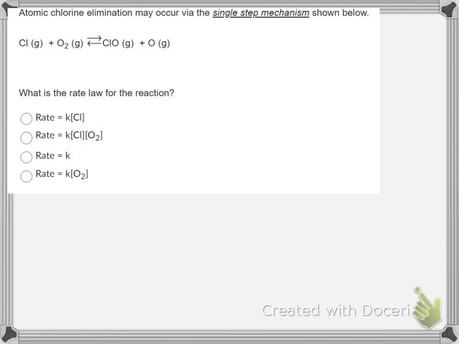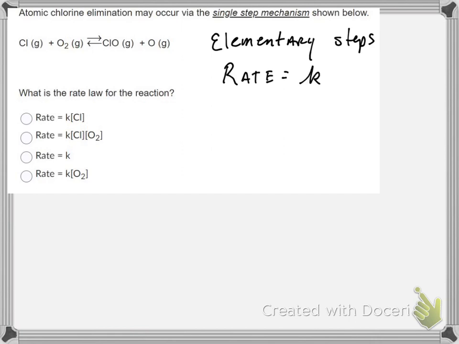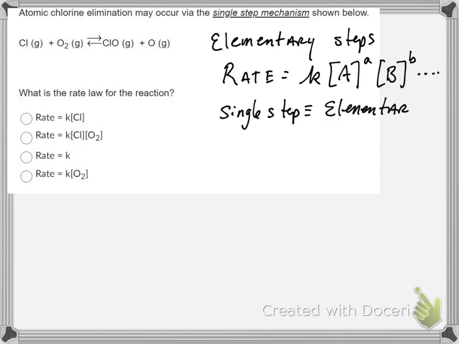In this case we have a single step mechanism, we're told that. And since we have a single step mechanism, we can consider it an elementary step. For all elementary steps you can write the rate law as a function of the concentrations and powers. The powers are the coefficients, just like we saw with equilibrium constants, except in this case we're only considering the reactants. So we have the same rules, but they are only for reactants. Single step means elementary step.